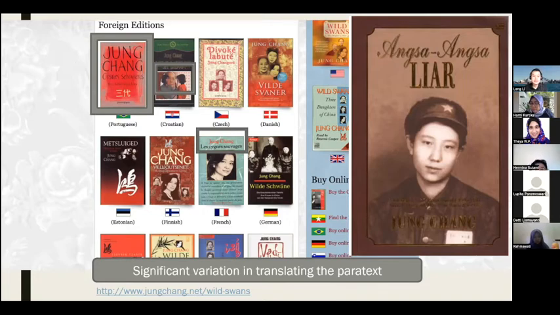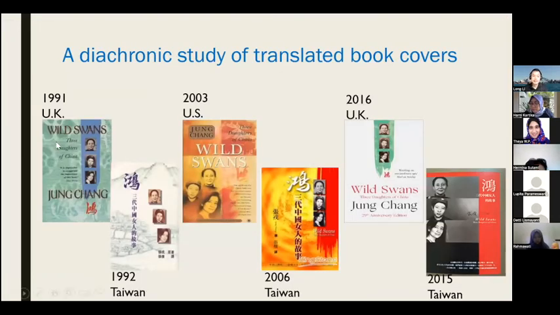So this is my corpus. It contains 3 English language covers and 3 Chinese language covers. Basically, I have selected the very first and the most recent cover in each language, together with a midway version. So the 2003 US version and the 2006 Taiwanese version. That's how I've picked the 3 covers. But there are more covers in each language.